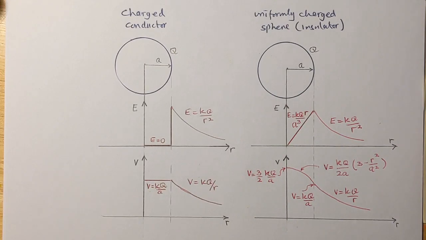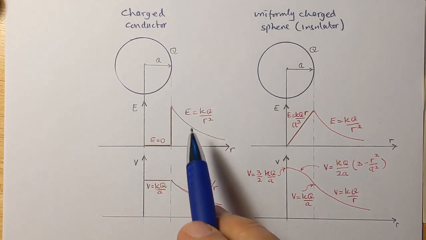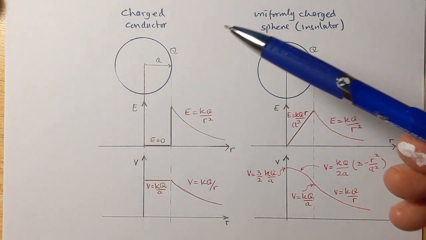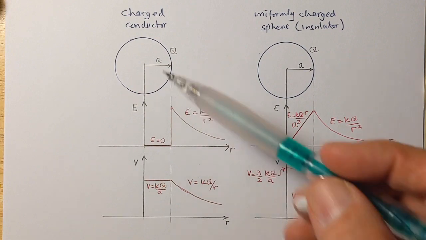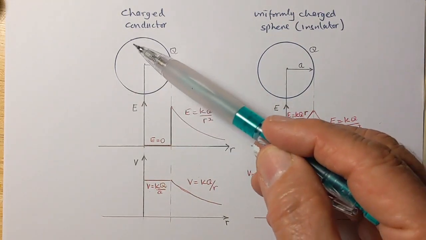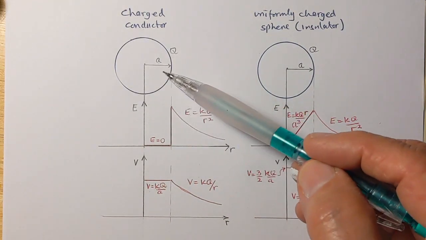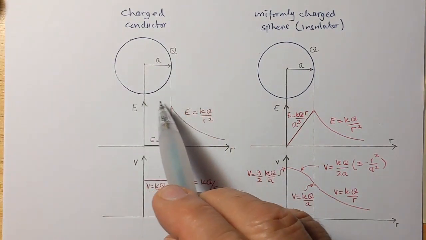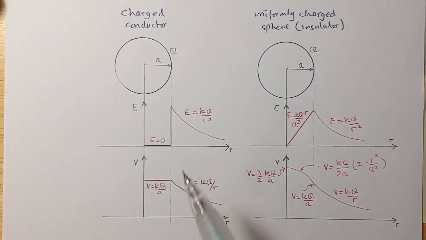Now, if we look at the electric field and the potential distribution around a charged conductor, then we see that if this is a charged conductor, which may be solid or it may be hollow, radius is a and the charge is q, and the entire charge will be on the surface. Let's assume it's a positive charge.